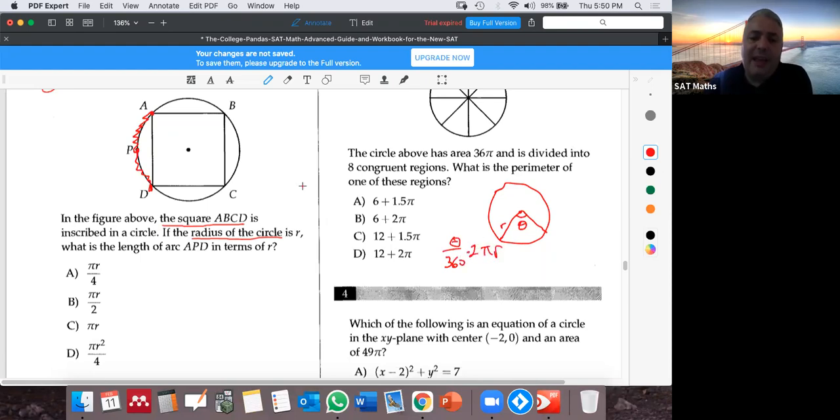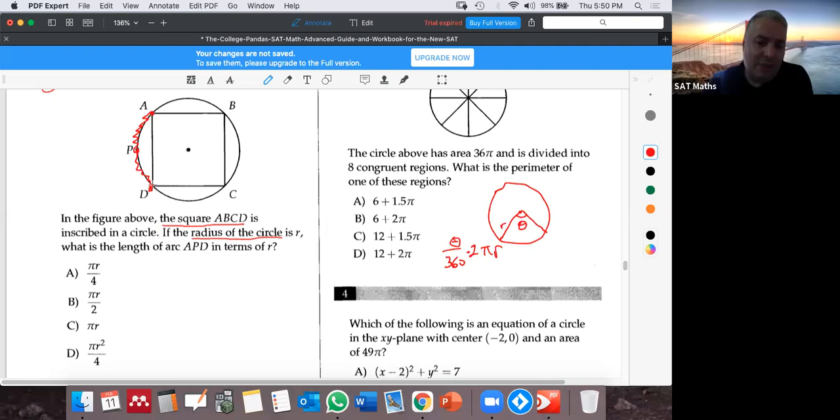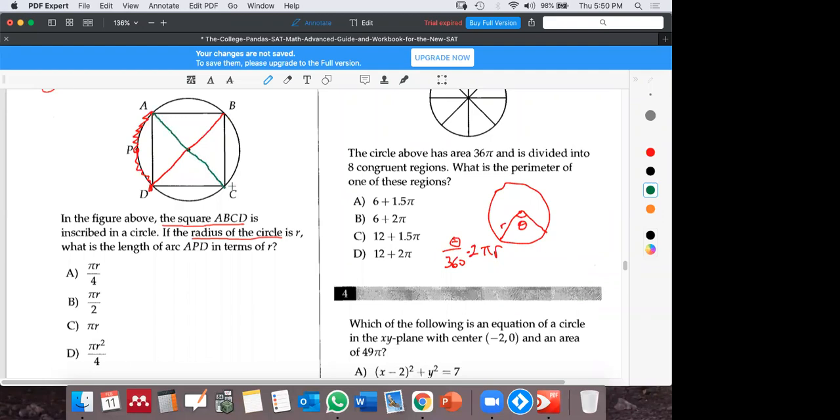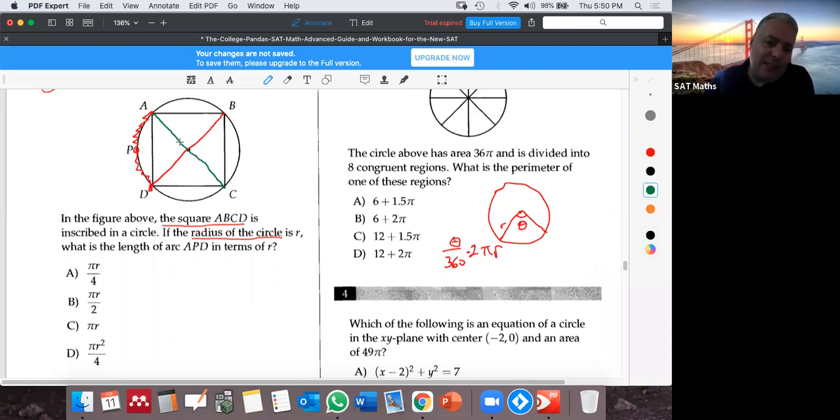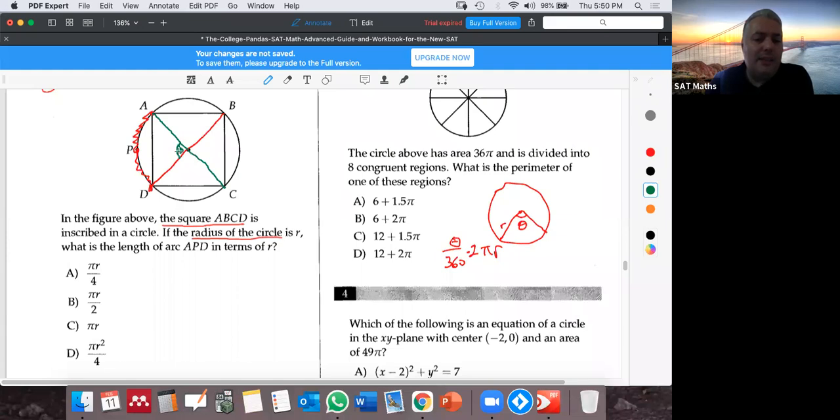So I need the angle. How can I find an angle? If this is a square, for example, if I draw a diagonal, and if I draw another diagonal, can I say something about this angle, guys? Do we have any idea? They're equal. 90. I was talking about this one, but you said this is a radius. This is also a radius. So this is an isosceles triangle. That means they are equal.